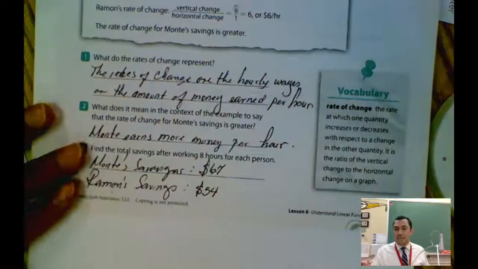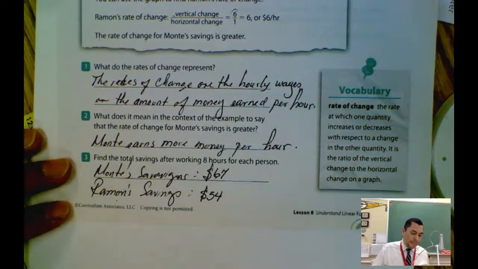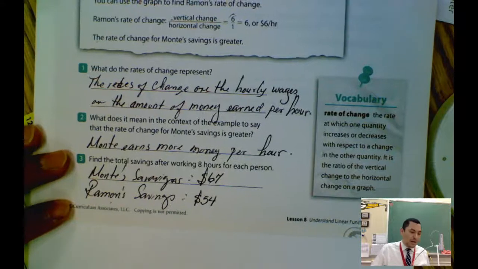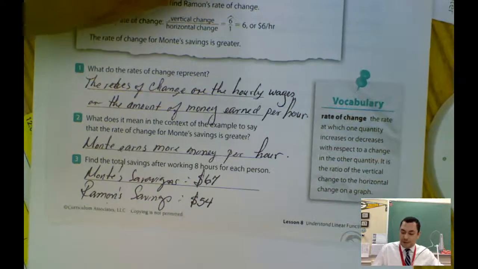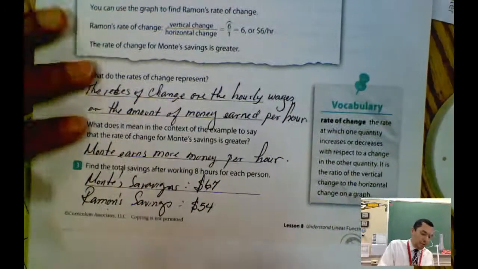Remember that Ramon is 6, so 6 times, in this case, 8 hours that he works is 48, plus, in this case, he got 6 already, so it's 54. And then that's the way we are figuring out those values.